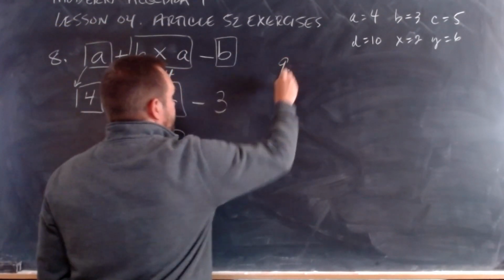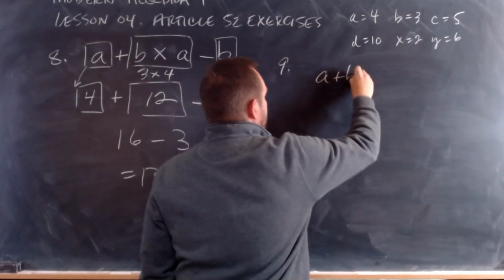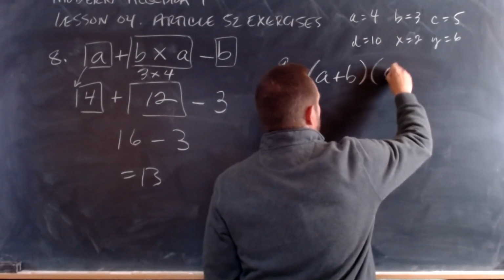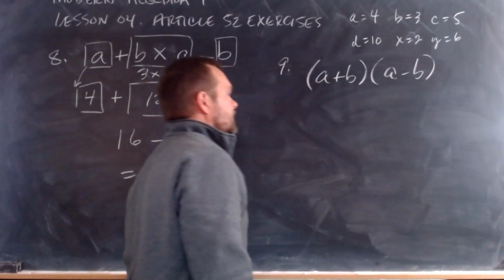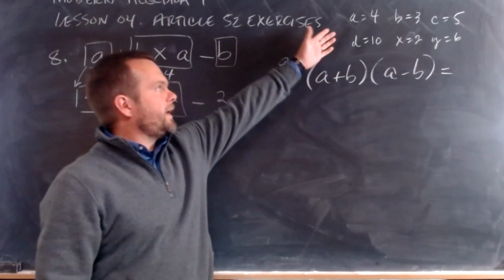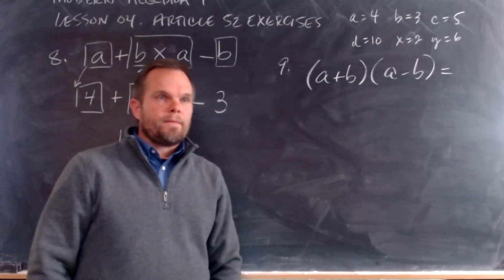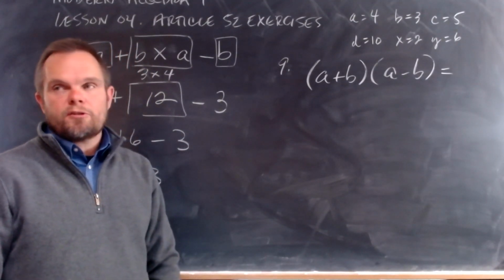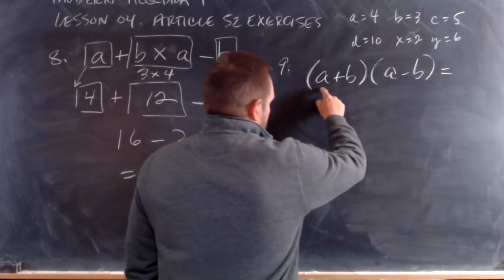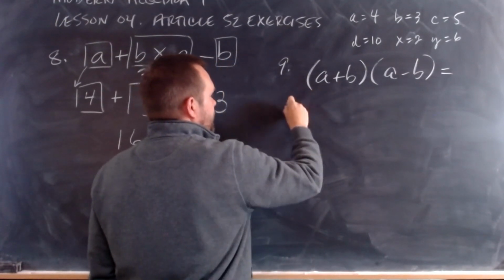Number 9. We have A plus B in parentheses next to A minus B in parentheses. And we need to find the value of this expression given these values. What do parentheses mean? They're together to be considered as one term or one quantity, okay? So in this first, we want to find the value of each of these quantities by themselves. So what is the value of this quantity in parentheses?